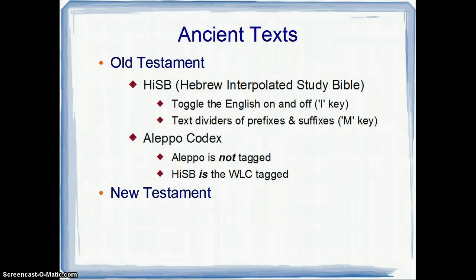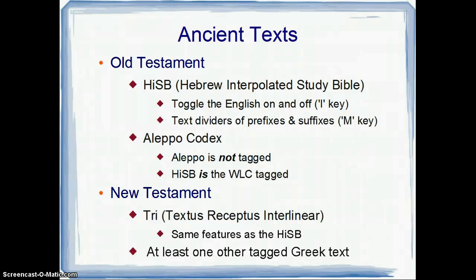Now, as far as the New Testament is concerned, there's one great one again. It's called the TRI, the Textus Receptus Interlinear. This has the exact same abilities as the HISB. It gives you the ability to turn on and off the English and the morphology by using the I and the M keys. And then I would recommend at least one other tagged Greek text. There are several of them on the Word site or on wordmodules.com. I would recommend at least getting one other one, just for comparison. If you want to get a couple, you can do that too.